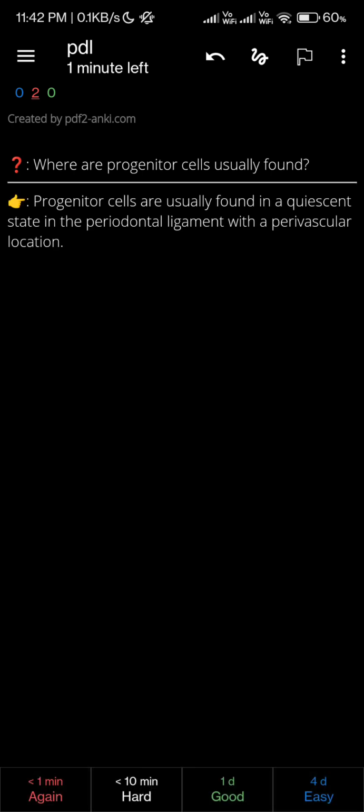Where are progenitor cells usually found? Progenitor cells are usually found in the quiescent state in the periodontal ligament with a perivascular location.